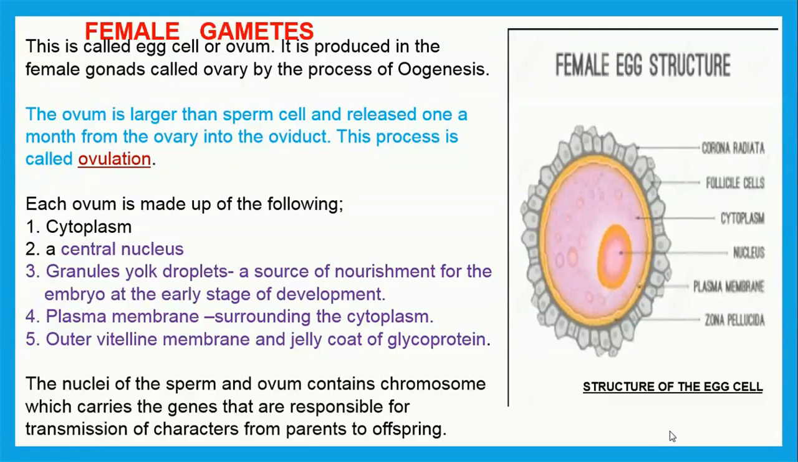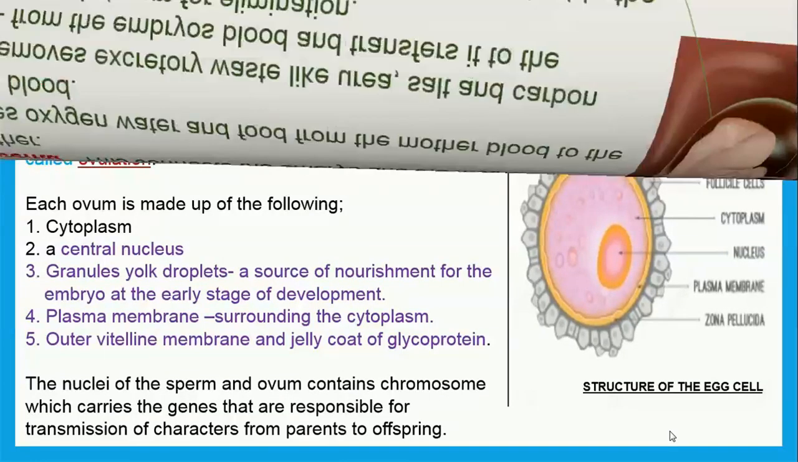Okay, the nucleus of the sperm and the ovum contains chromosomes, which carry the genes that are responsible for the transmission of characters from parents to offspring. So as children, you got all your characters from your parents because they were actually inside the sperm cell and the egg cells of our parents.